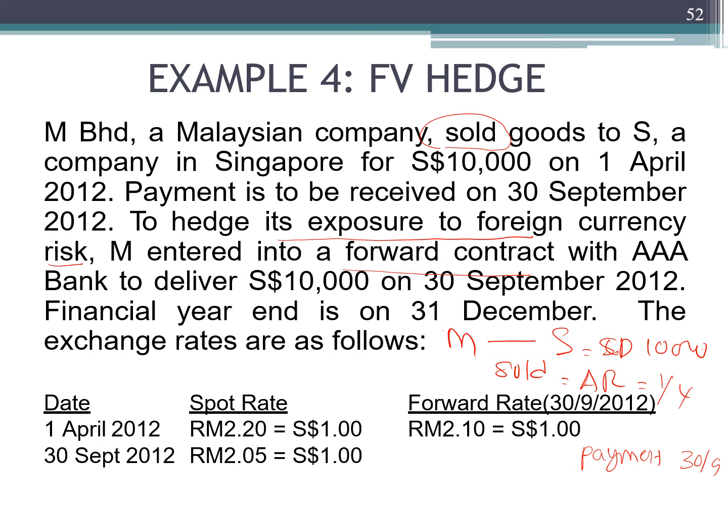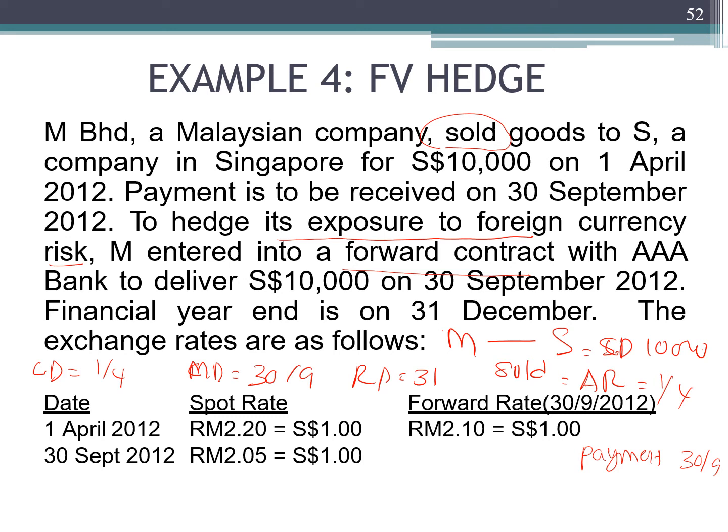The financial year end will be on 31st December. This is the exchange rate that we have. The contract date is on 1st of April, and then you have the forward contract. The contract will be on 30th of September, which is the maturity date, and then the reporting date is on 31st December. So we're going to have a different rate here.